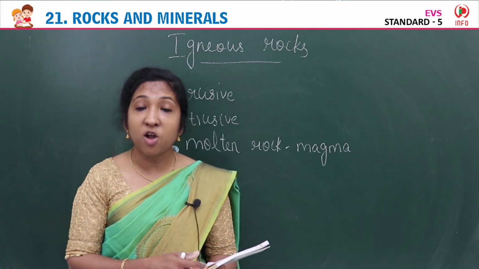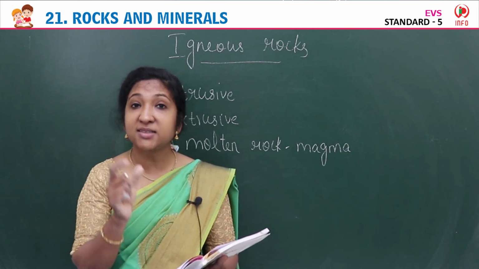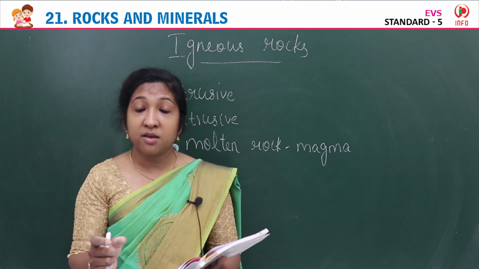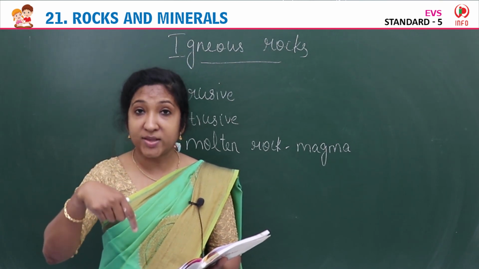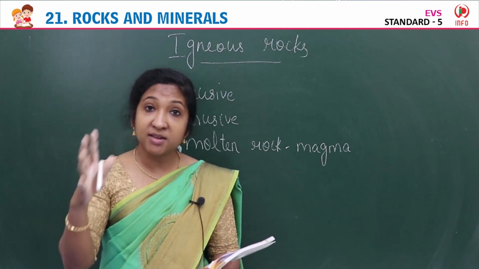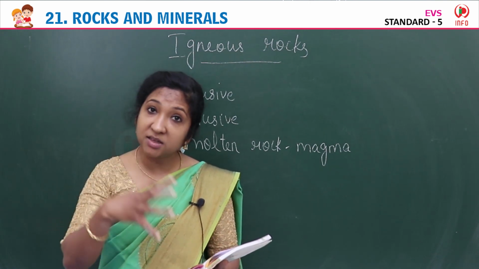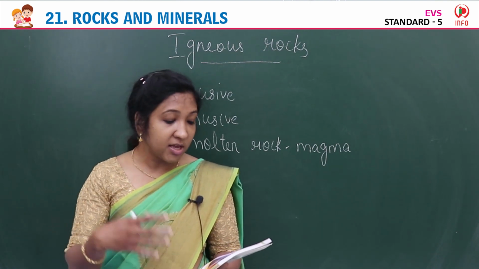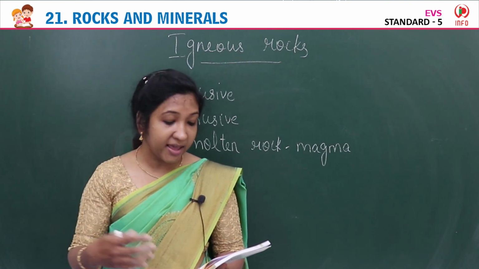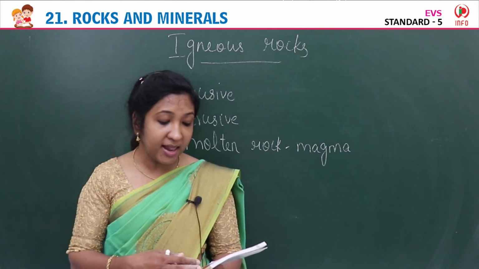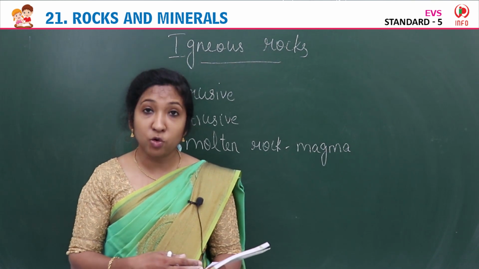This molten rock, magma, is semi-solid liquid. We can find it deep inside the Earth's crust, where it is extremely hot. And generally, the longer the cooling time, the larger the mineral crystals can grow.